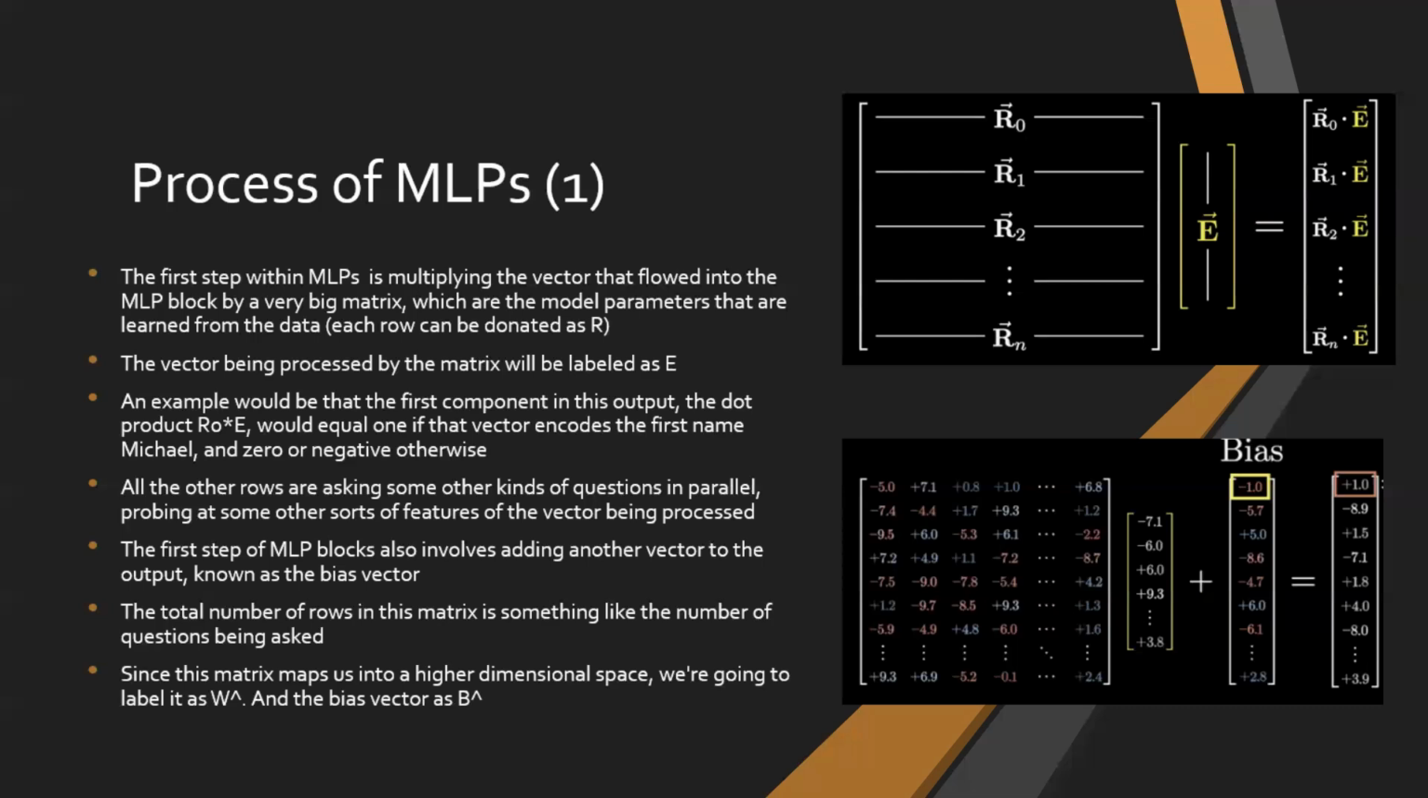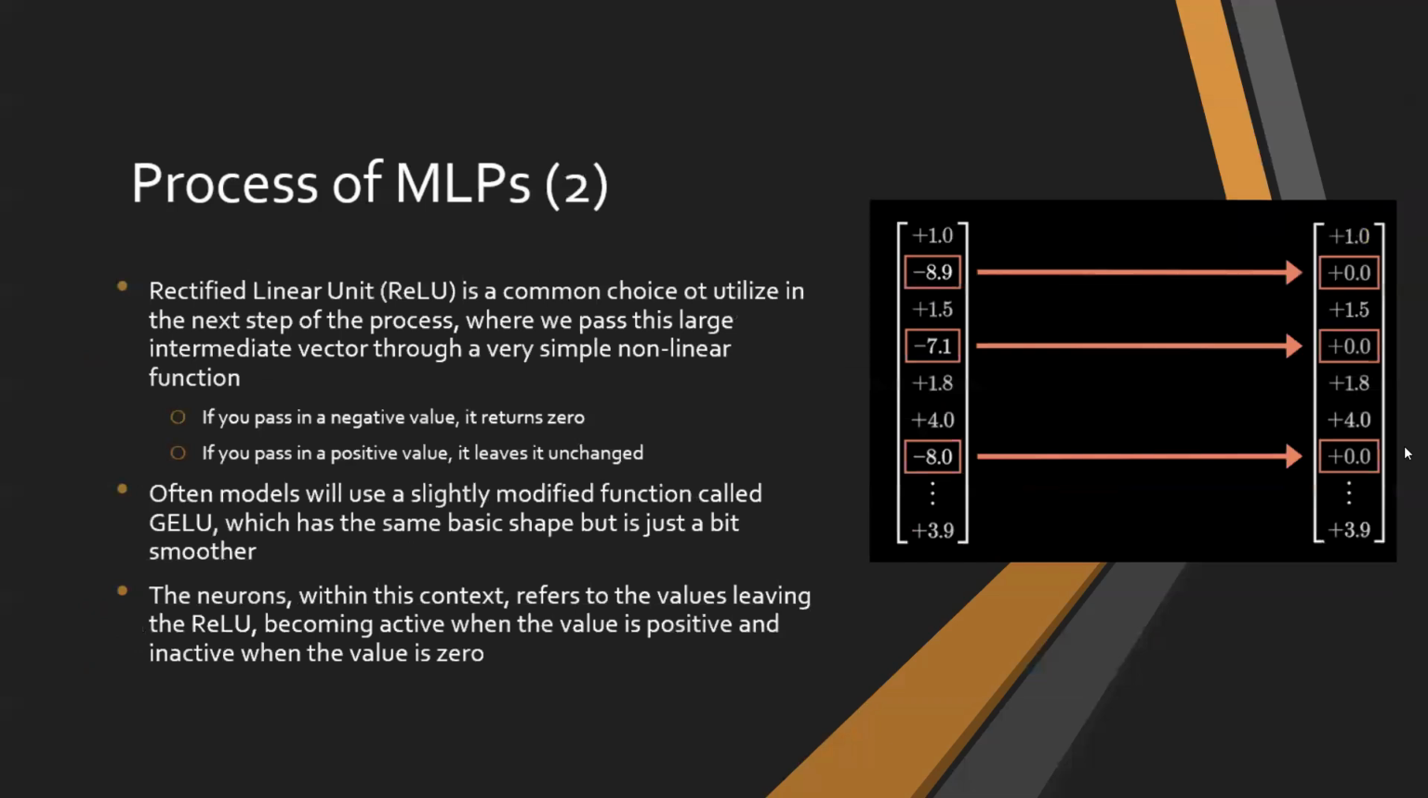So as we can see in the second image, not only do we have the matrix and the E vector that we discussed from the first image, but we also are adding a bias vector. The bias vector in this case pushes the outcome of the dot product in a certain direction to produce this outcome, which will be important.